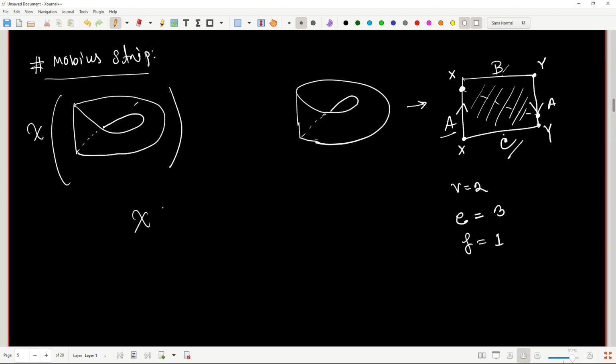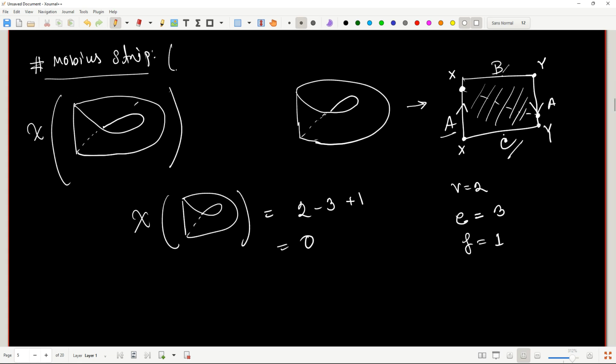So the Euler characteristic of this Mobius strip is 2 minus 3 plus 1, which equals 0. And this was an exercise from Nakahara as well. So this is how you can compute Euler characteristics if the figures are convenient.